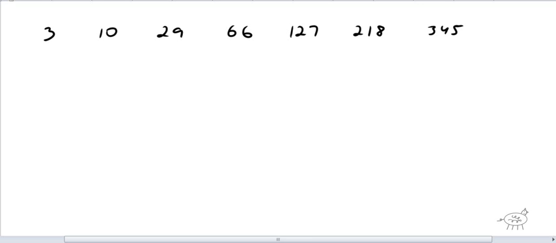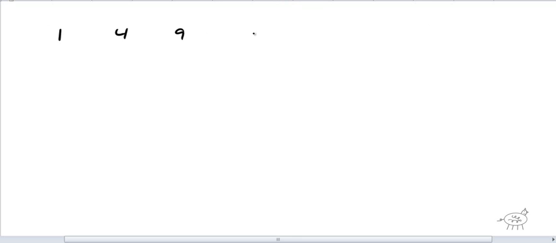Let's start out with a basic one. If I give you 1, 4, 9, 16, and 25, you can recognize this as 1 squared, 2 squared, 3 squared, 4 squared, 5 squared. So let's write that down: a sub n equals n squared. Now, let's look at a pattern here.